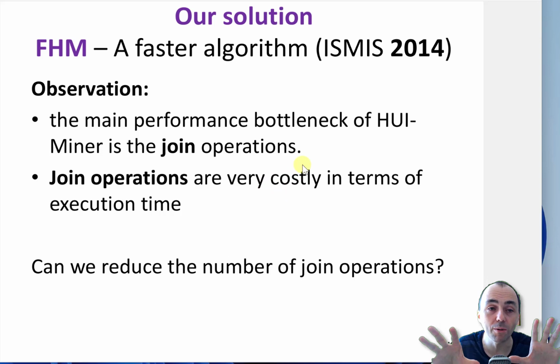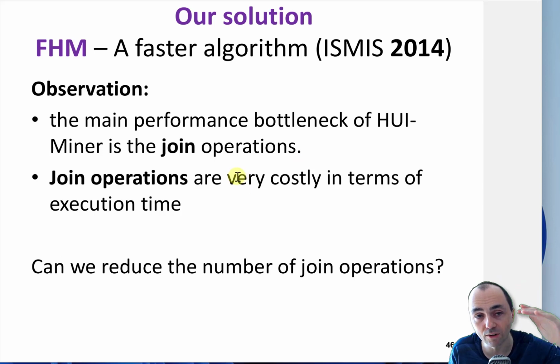That means when you combine two tables, two utility lists, to make a new utility list. To do this, you need to scan the two tables and compare them to combine them and make the new table. But if the database is big and the item set appears in many transactions, this table can be very big and it will take a lot of time. So to make a faster algorithm, we want to reduce the number of join operations, and this will save time.